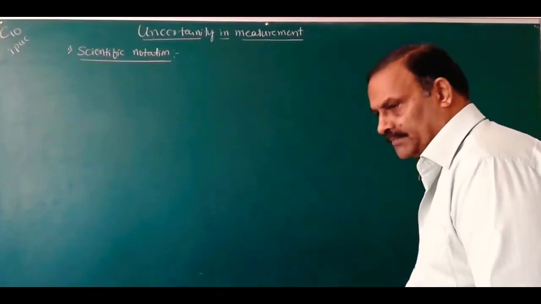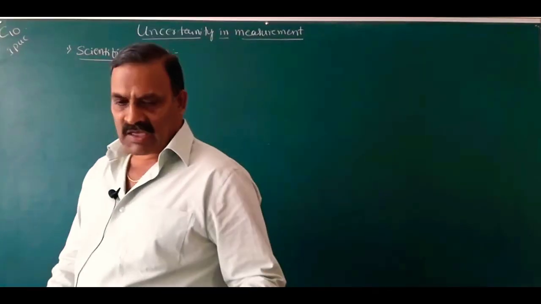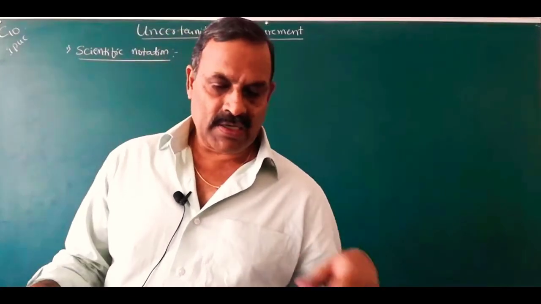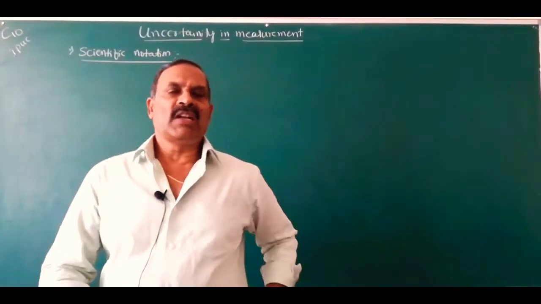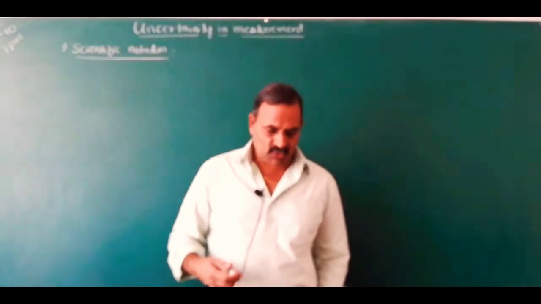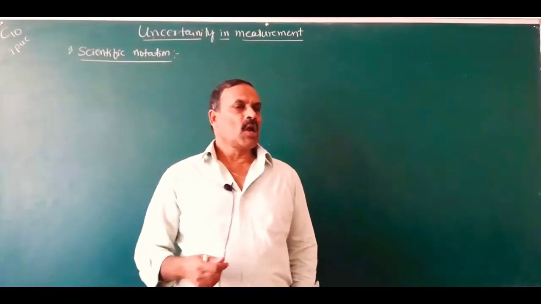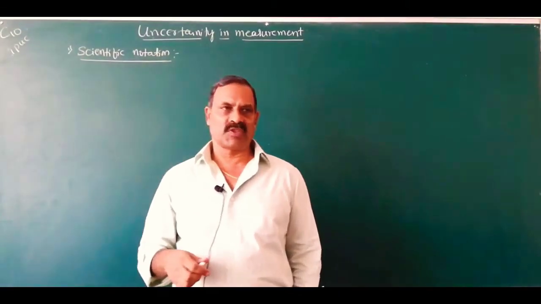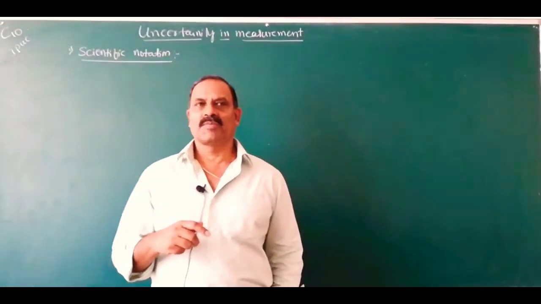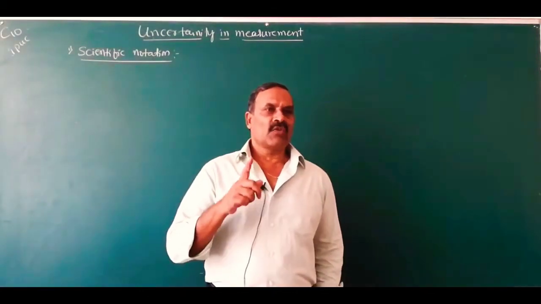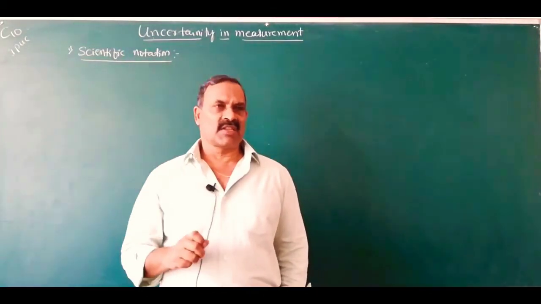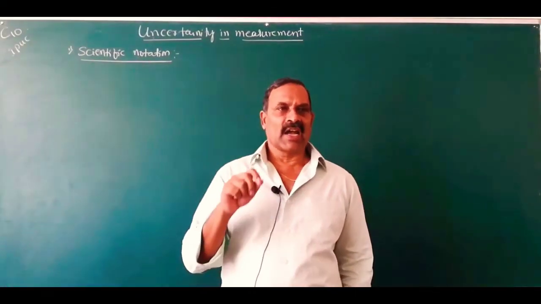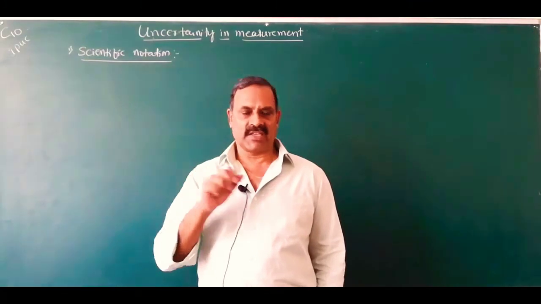Dear students, in the last class we have studied some of the derived SI units and the multiples and prefixes which are used in SI units. And also I told you what is the difference between mass and weight of an object. What is mass of an object? It is the quantity of matter present in the substance. It is always a constant quantity and it is a scalar quantity.